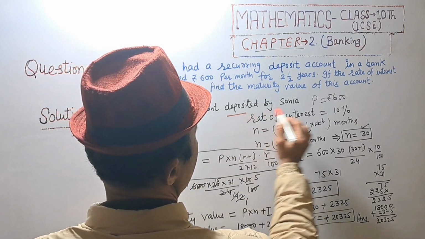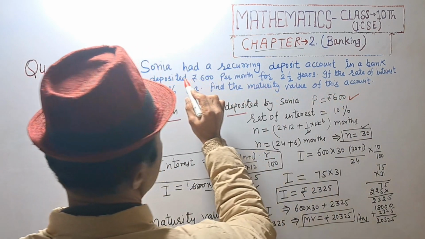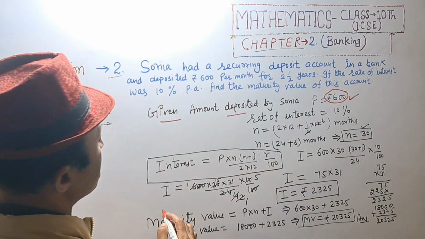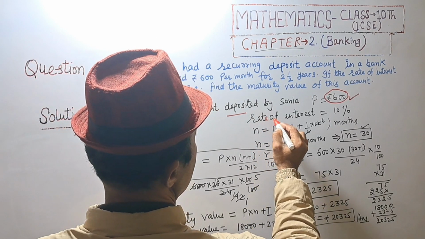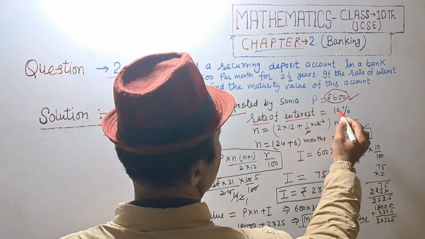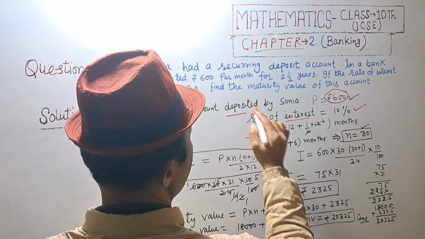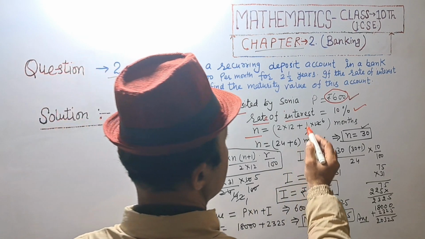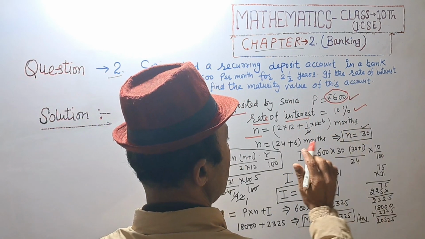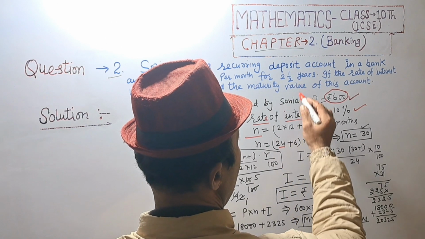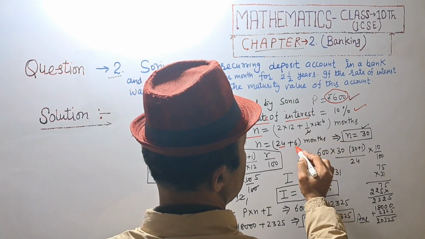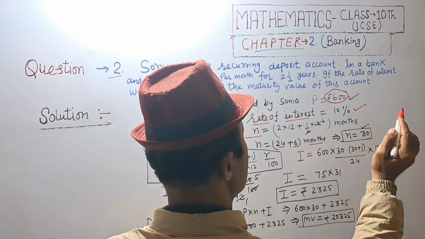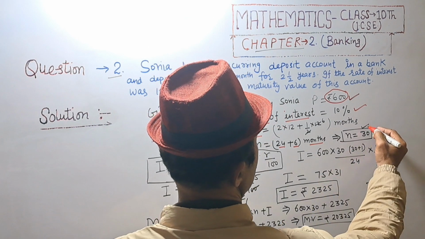We have given principal is equal to 600 rupees, rate of interest is equal to 10% and time period equal to 2.5 years. That is 2 years, 2 into 12, 24 months, and half year is 6 months. 24 plus 6 is equal to total 30 months. N is equal to 30.